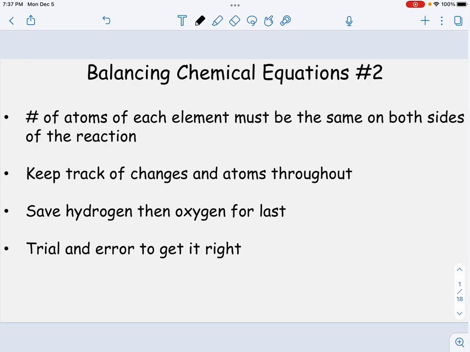While you're doing this, you want to keep track of the changes that you make and the number of atoms throughout what you're doing. And as a general guideline, not always, but you want to save hydrogen and then oxygen for last. And just so you know, it's going to take trial and error to get this right. Anytime you're balancing chemical equations, you're going to get stuff wrong and you have to reshuffle things, and that's totally okay. If you have to use your eraser, that's totally fine, so you want to use a pencil when you're doing this. So let's go ahead and get started.